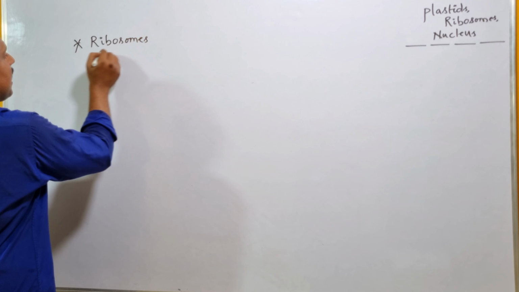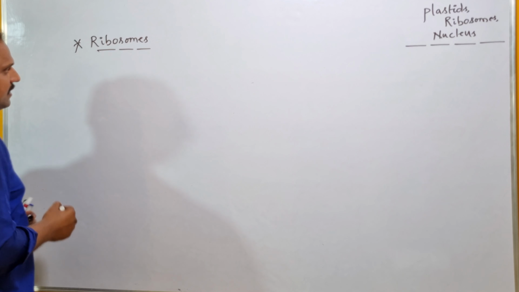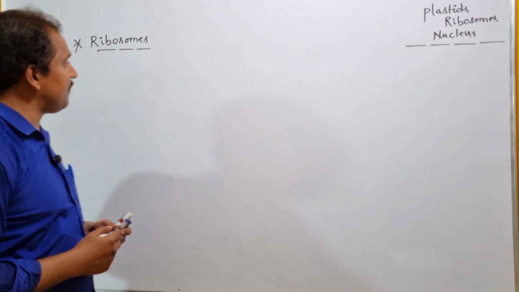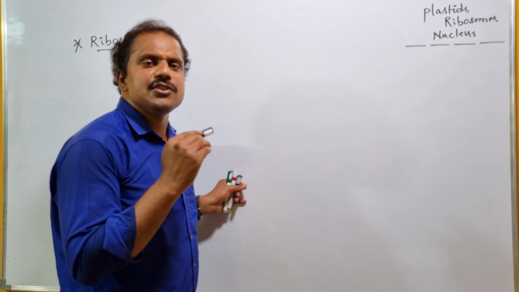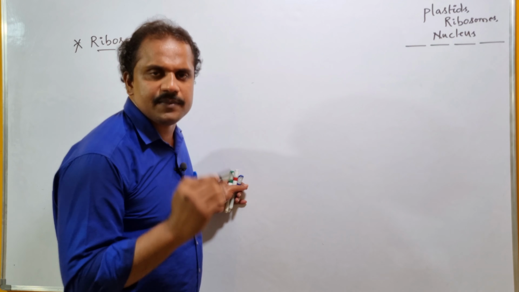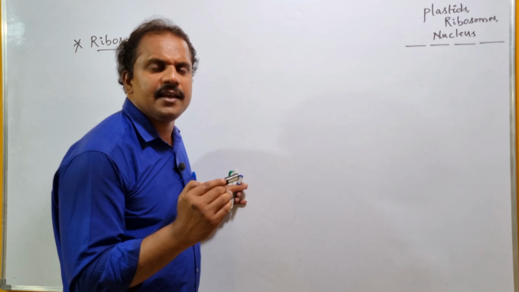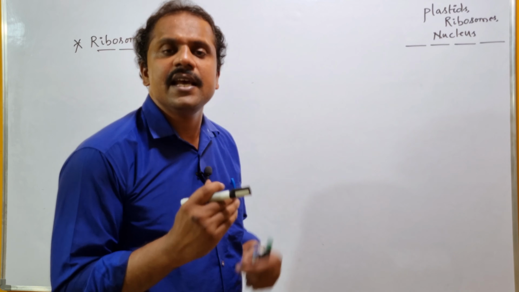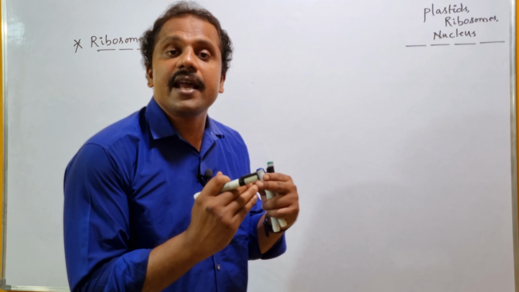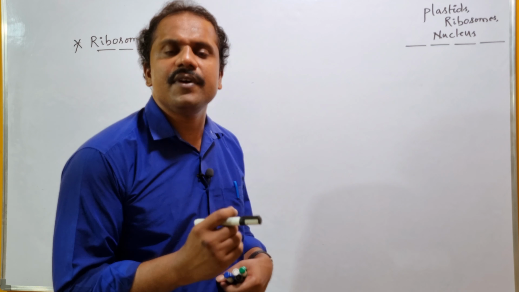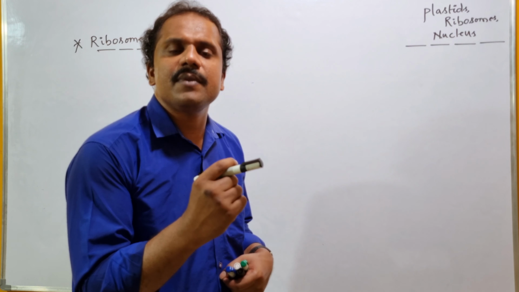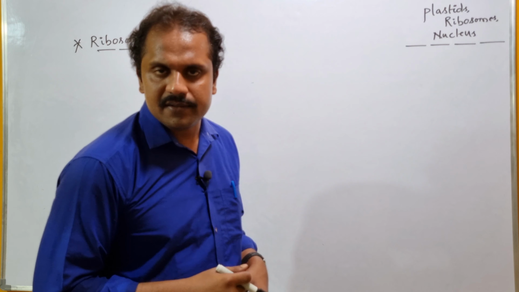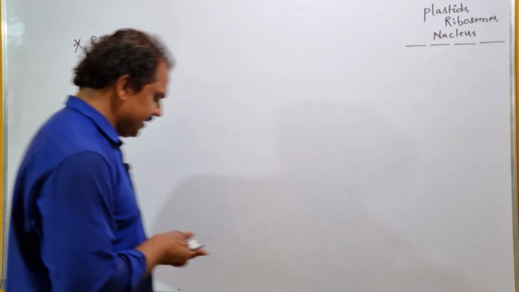Ribosomes are granular structures which were first observed by George Palade under microscopic observations. Chemically, ribosomes are ribonucleoproteins. That means they are chemically composed of RNA as well as proteins. So the reason why ribosomes are termed as what? Ribonucleoproteins. Is it clear? So let me write it here.